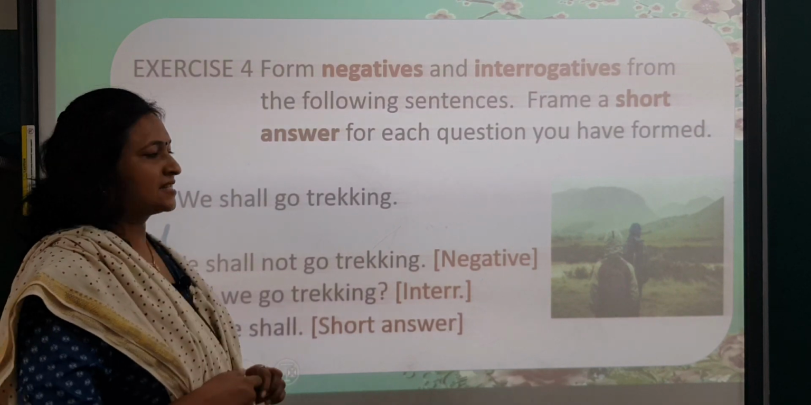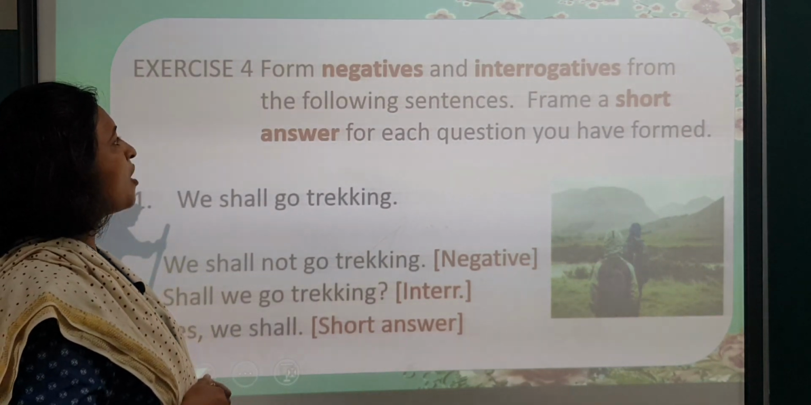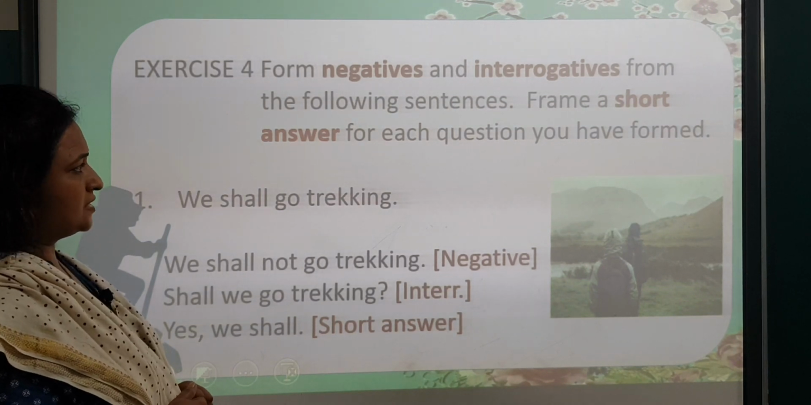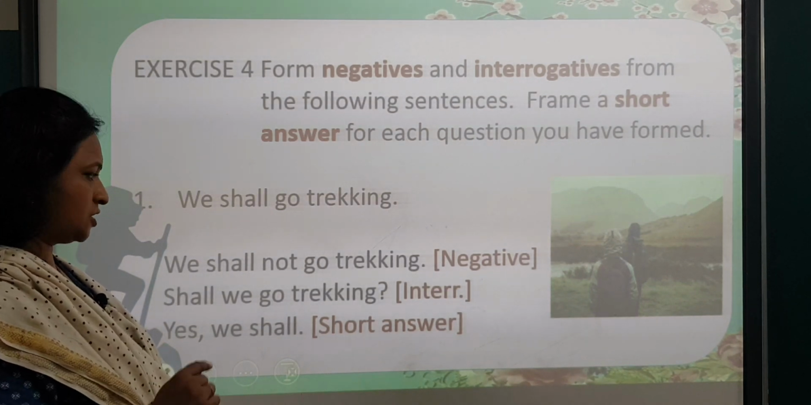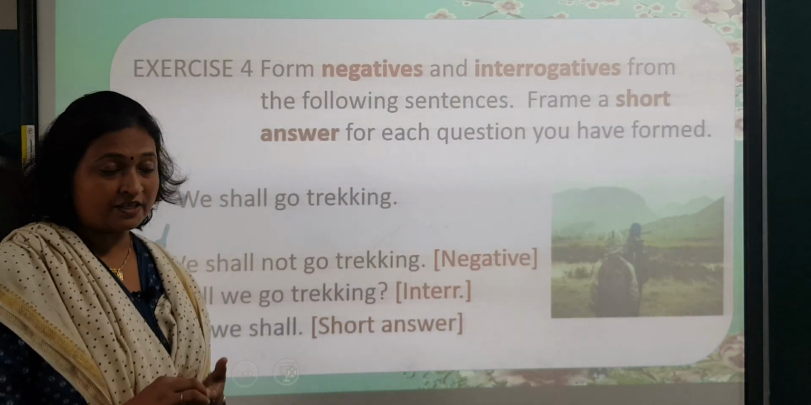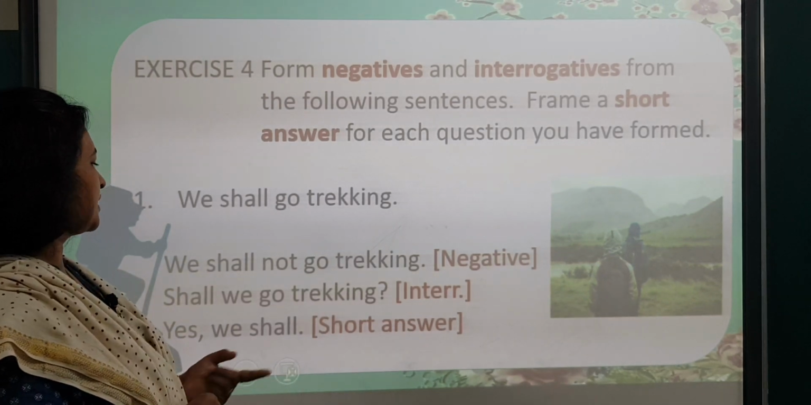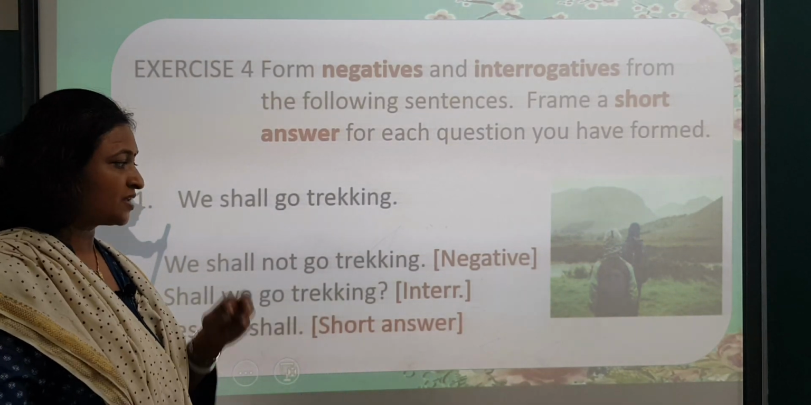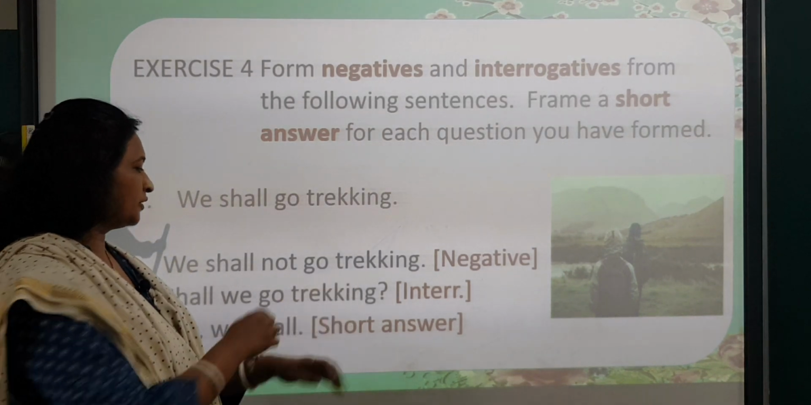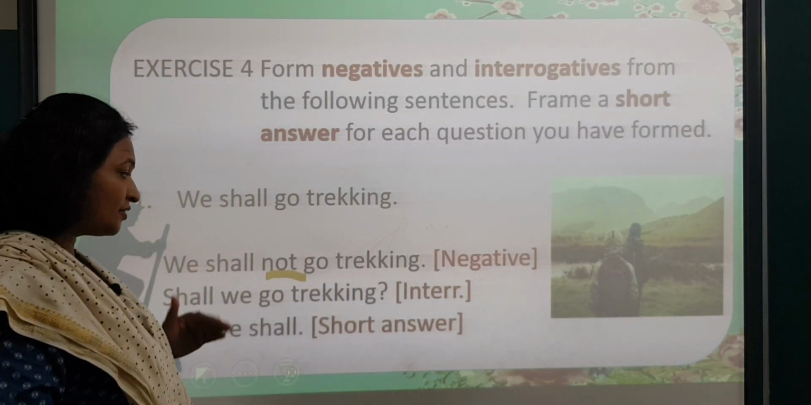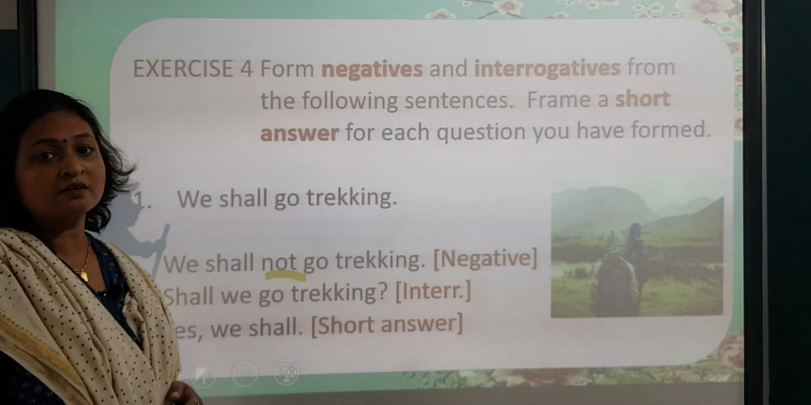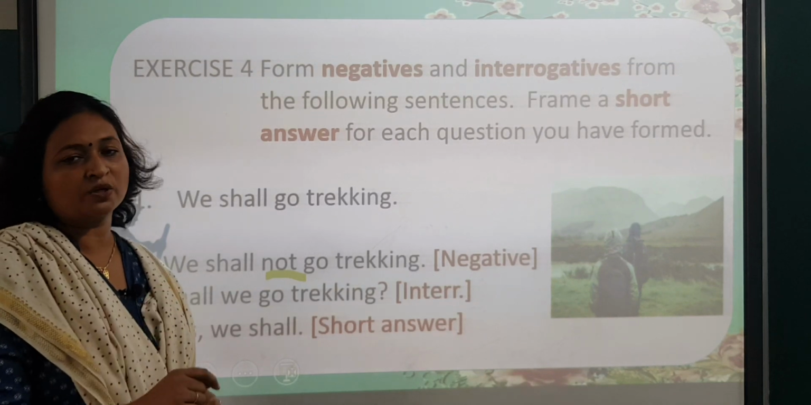Now let's do exercise 4. Form negatives and interrogatives from the following sentences. Frame a short answer also. We shall go trekking. Now you have to first make a negative, then make an interrogative, and then write the short answer. That means three things you have to do in this exercise. We shall not go trekking. This is the negative. Shall we go trekking? Question mark. Interrogative. Yes, we shall. It's a short answer. You will be writing like this only in your notebook.